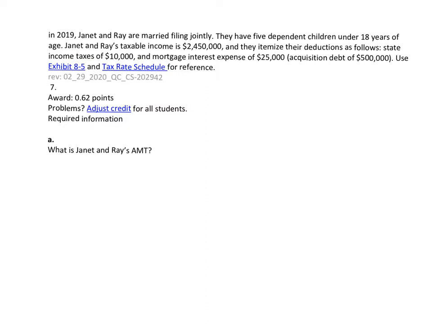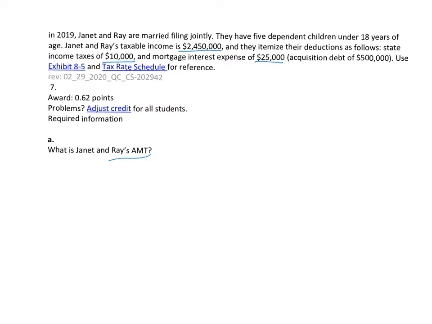So we've got Janet and Ray, and they're married filing jointly. They have 5 dependent children under 18. They have taxable income, that's important to us, of $2,450,000. They itemize their deductions, that's important. They have state income taxes, mortgage interest, and we are asked to calculate their AMT.